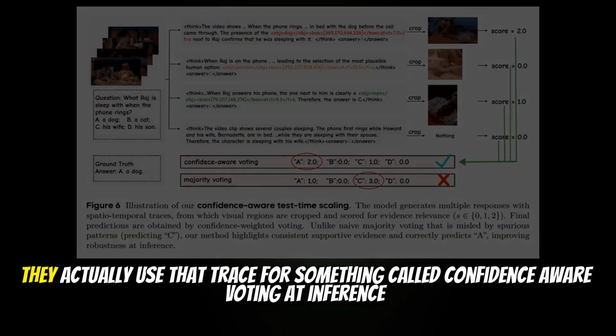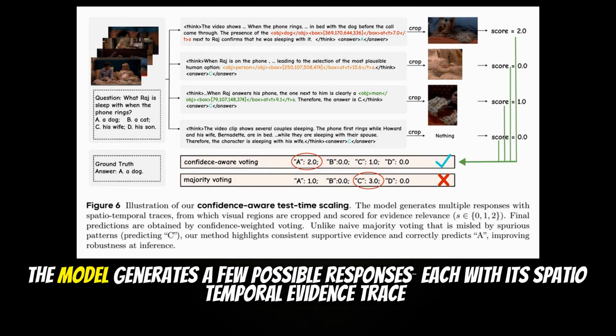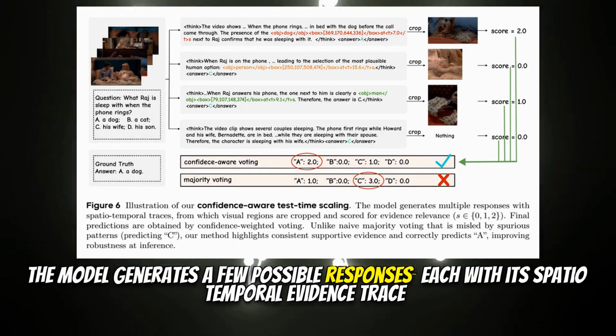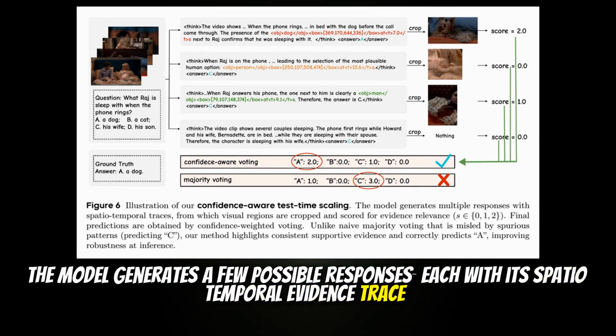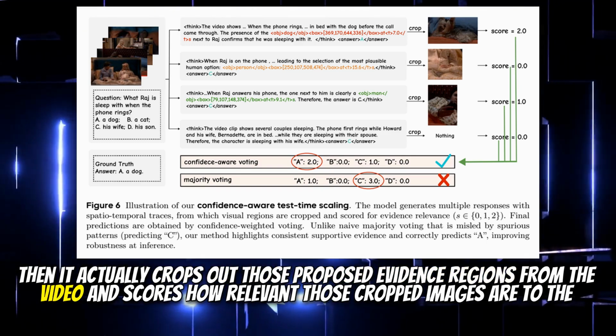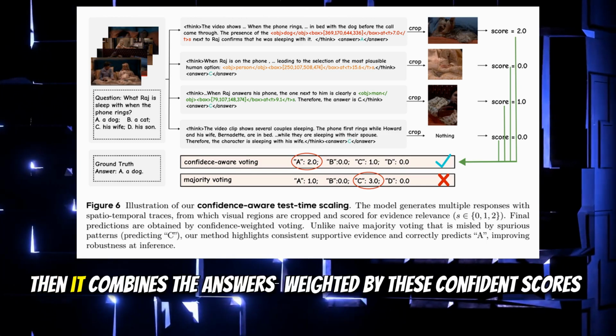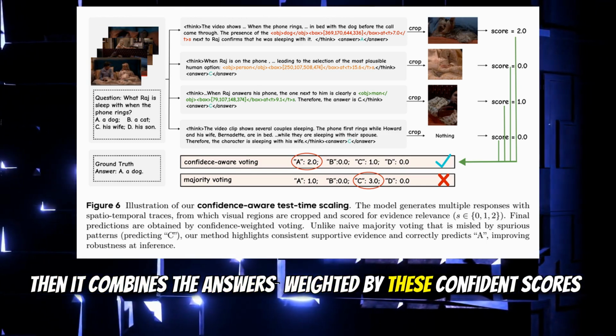That's exactly right. They actually use that trace for something called confidence-aware voting at inference. The model generates a few possible responses, each with its spatio-temporal evidence trace. Then it actually crops out those proposed evidence regions from the video and scores how relevant those cropped images are to the reasoning. Then it combines the answers, weighted by these confidence scores.